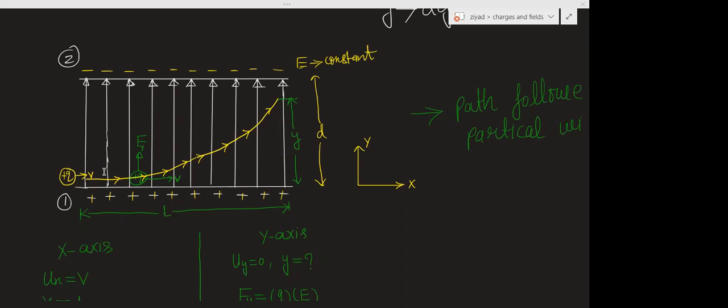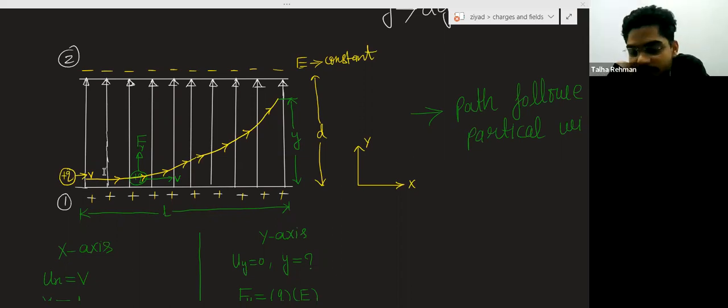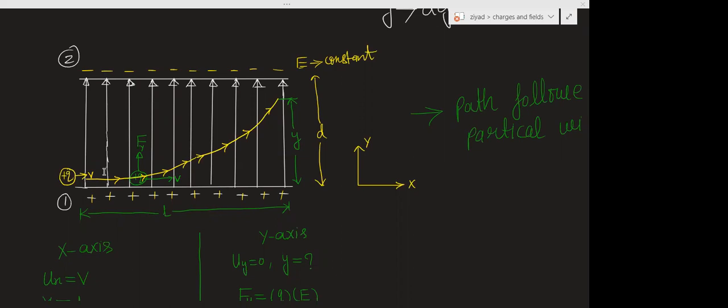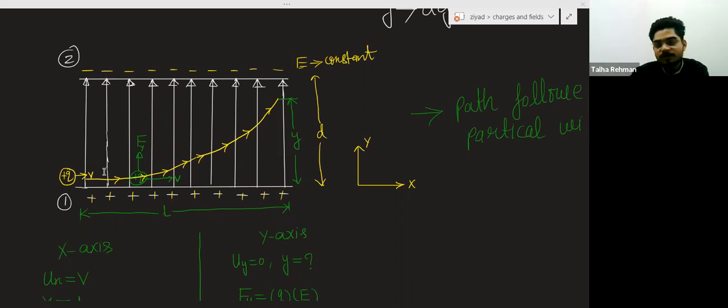That motion will be like a projectile. Suppose a batsman hits a cricket ball like this. The cricket ball will follow this type of path. Basically, this motion is two-dimensional. Why is this two-dimensional motion? Because two velocity components are there, meaning there will be displacement along the x-axis and also along the y-axis.